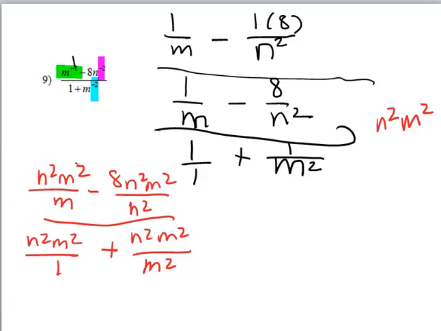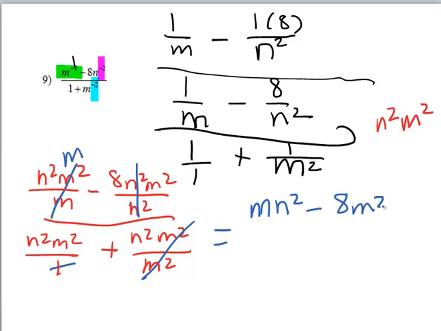So let's see, one of those goes away, leaving behind 1. That goes away. We take care of that, and then that goes away. So my new fraction looks like, let's do this the way we're supposed to, in alphabetical order, mn squared minus 8m squared divided by n squared m squared plus n squared.